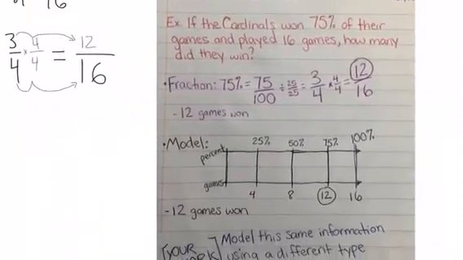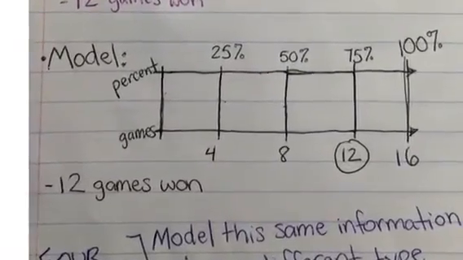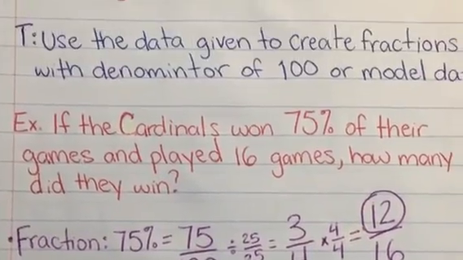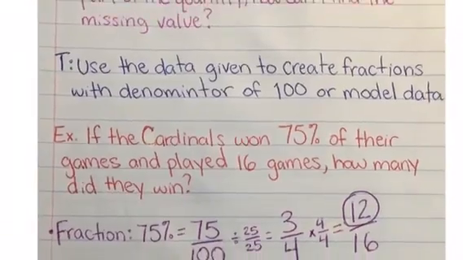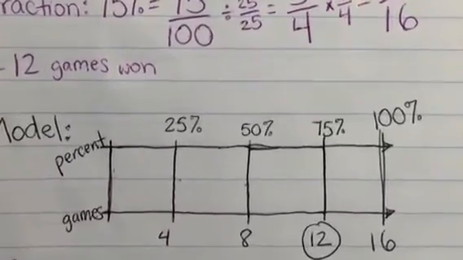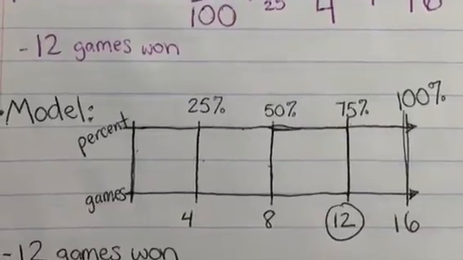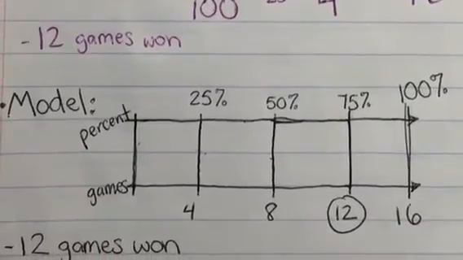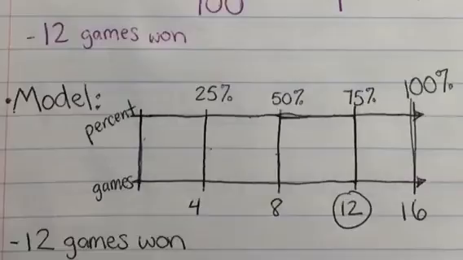Hopefully that second time maybe helped. Now we're looking at it in terms of a model. So our model part of the task says model the data. So the data is 75% of the games they won, they played 16. So the whole season, or the whole section we're talking about, while you create your model, you could do a double number line, you could do a tape diagram if you wanted to. You could even do a table. I would say tape diagrams and double number lines would be the best.